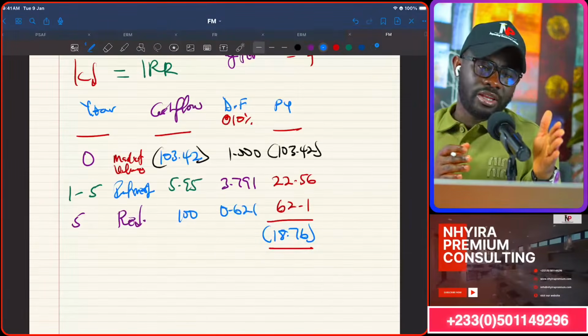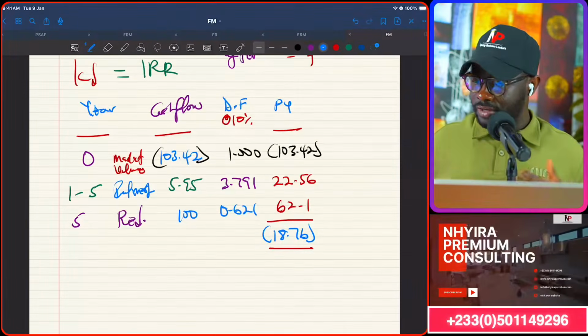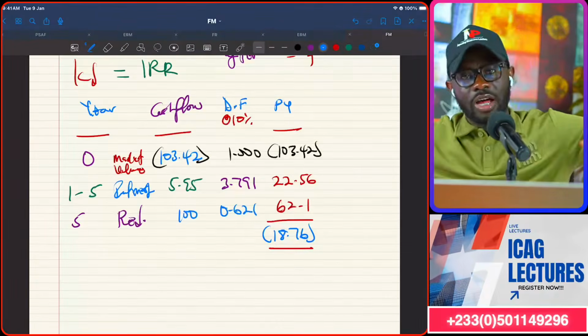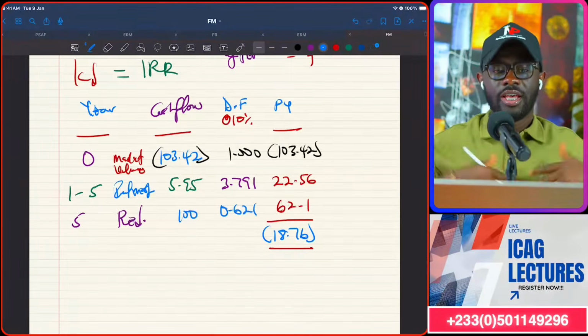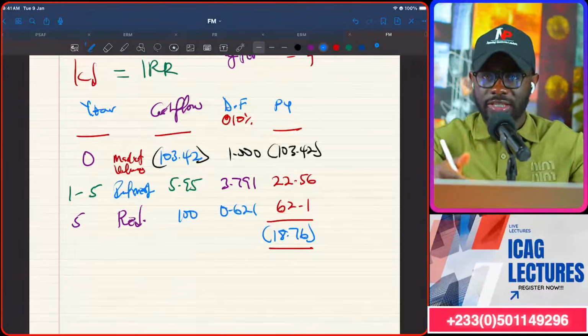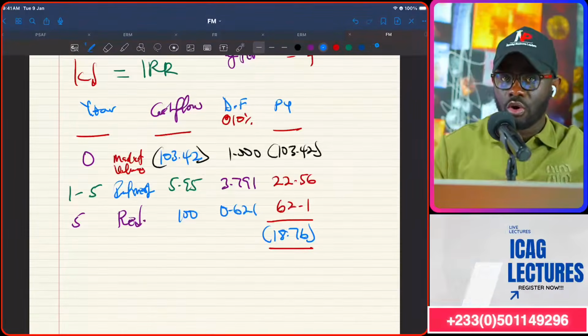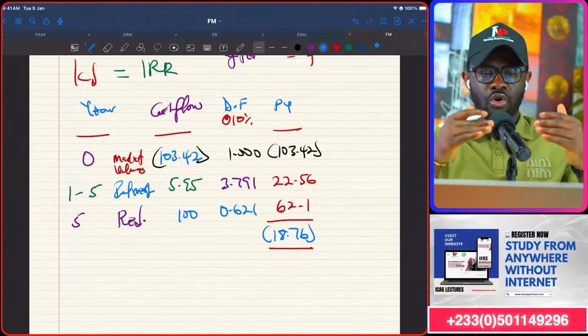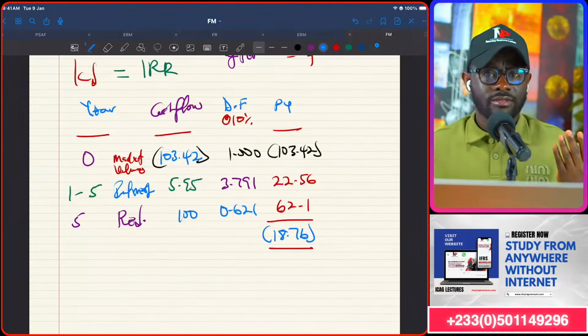Now, what does that mean? If we do the first one, it is negative. It means the rate was too high. So the second one, you reduce the rate. If you did the first one and it was positive, it means the rate is too low. So in the second one, you increase the rate. So let's reduce the rate to what?